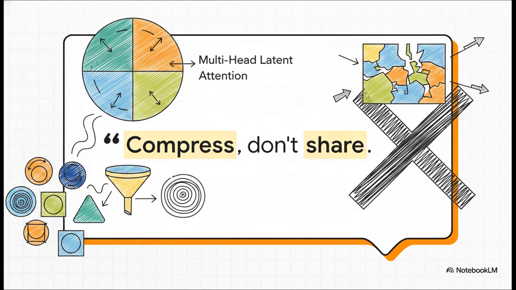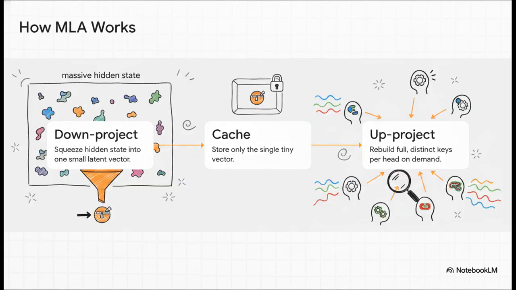That way, the cache itself becomes incredibly tiny. But, and this is absolutely crucial, the distinct perspectives of the attention heads remain completely intact. And here is the actual mechanic behind how they pull that off. It's basically a 3-step process.